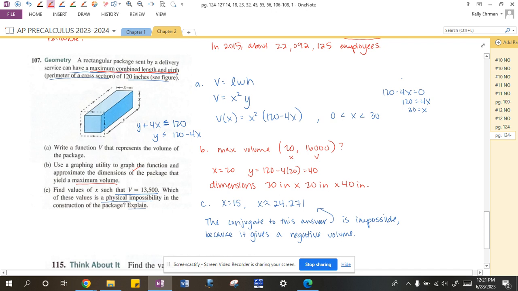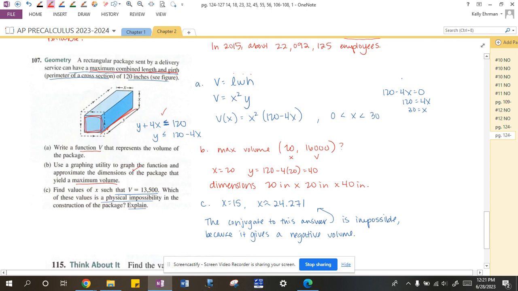And that's a combined length and perimeter of 120. So what this is saying is combined our length, y, plus the perimeter of the square, which is going to be 4x, that has to stay less than or equal to 120. So I just kind of put a pin in that. Part A says write a function v that represents the volume of the package. Volume of a rectangular prism, you should know, is length times width times height. Our length is y. The width and height are both x, so x squared times y.